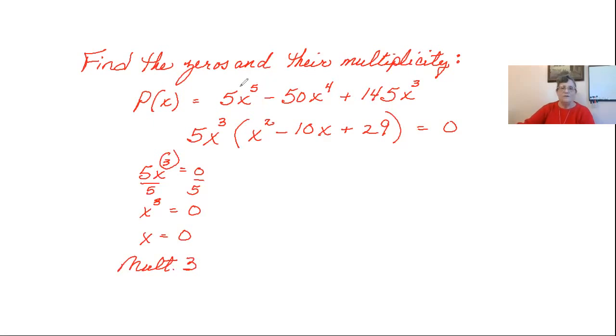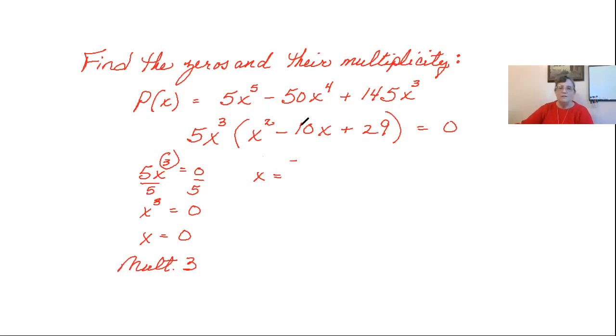Now I had an x to the 5th, so I've got 2 more I have to find. This is not going to factor. We're not guaranteed that everything factors, so let's see what would happen. Even if it would factor, I could still use the quadratic formula.